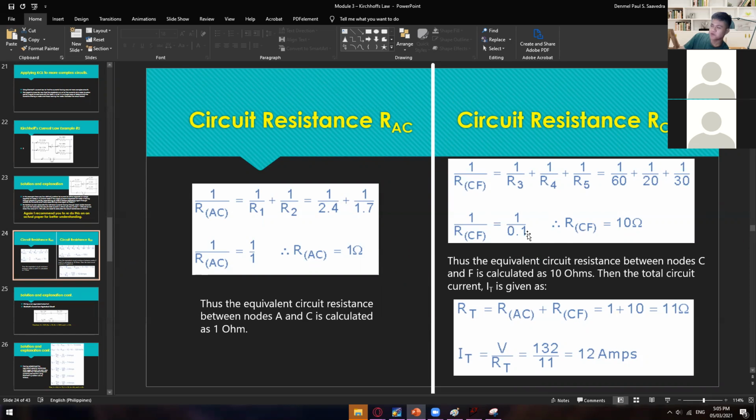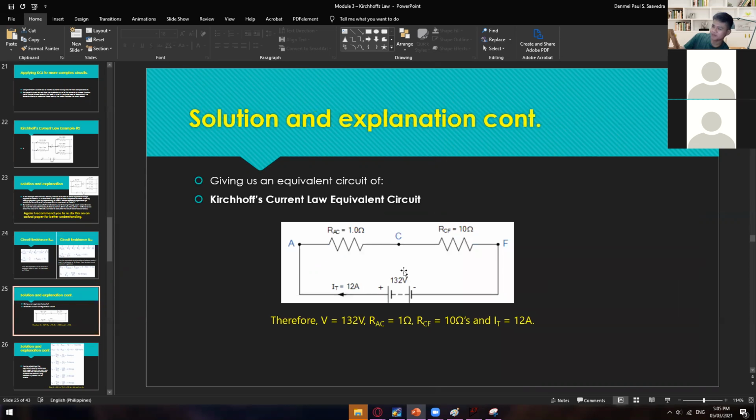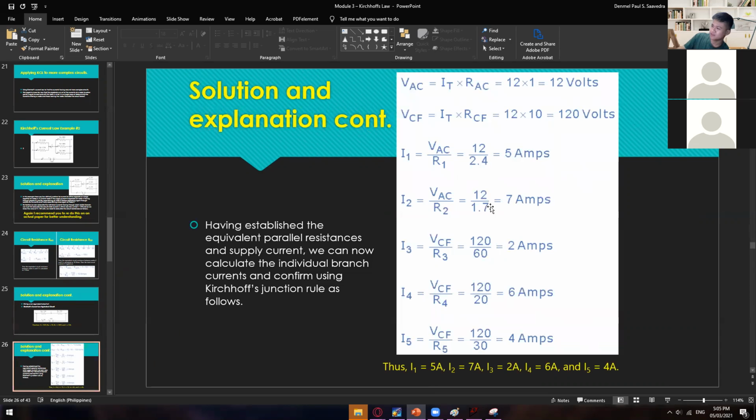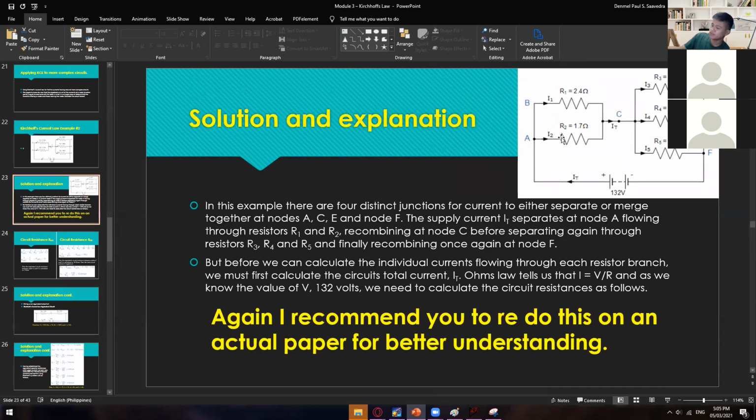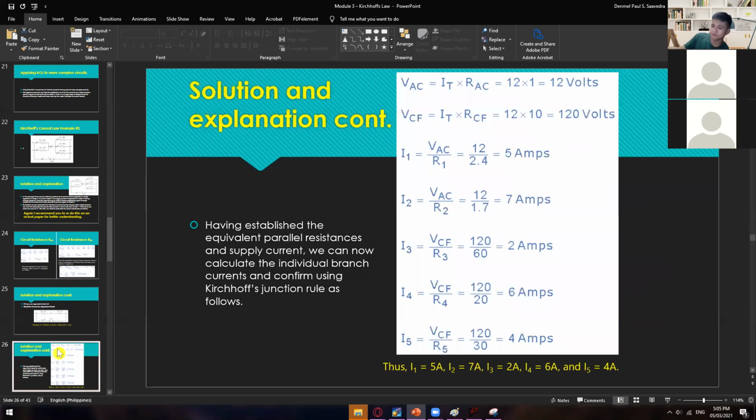Okay. So once you're done with this one, then you can now form a new circuit. Though this one is not needed. Okay. You can jump through here right away. Okay. So again, for you to be able to get the individual currents, especially if it's a parallel circuit, you have to get the individual voltages across it. Okay. So the voltage across AB and then the voltage across CF. Okay. So that's how we got those individual currents.